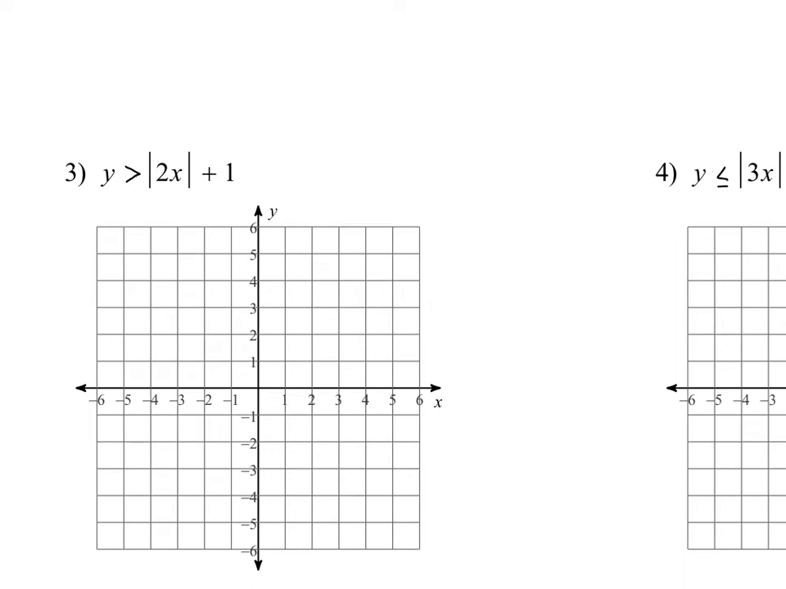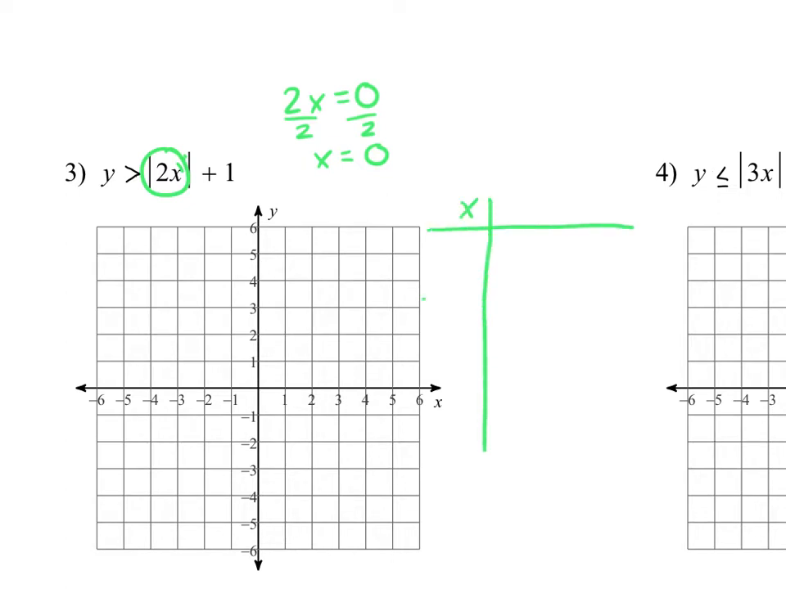So let's go to number 3. First thing we need to do is set what's inside of our absolute value equal to 0, so 2x is equal to 0. Since 2 is being multiplied to x, we need to do the inverse and divide it. 0 divided by 2 is still 0, so x is equal to 0. That's going to be our middle number. We need one number smaller, so we can say -1, and one number bigger, 1.